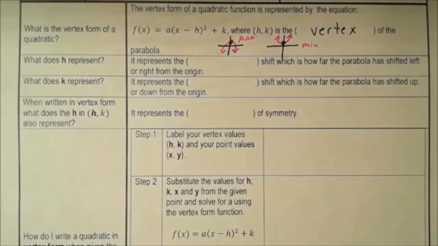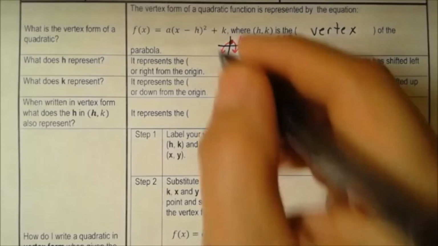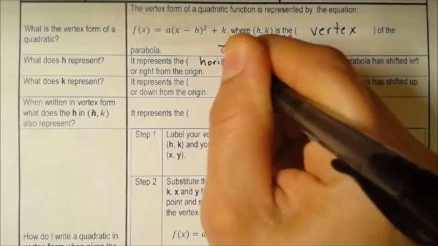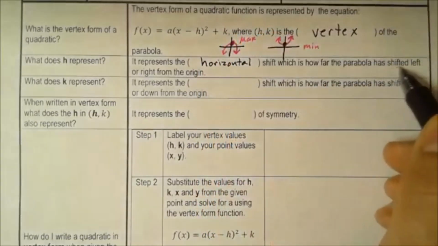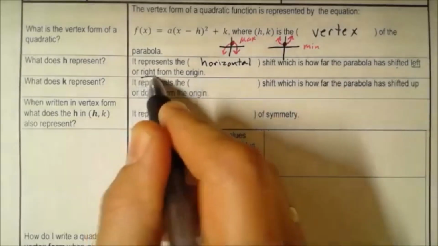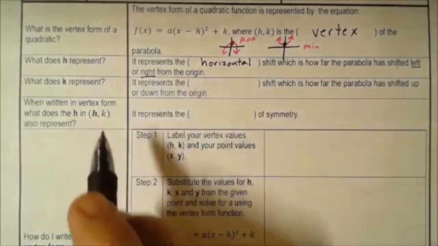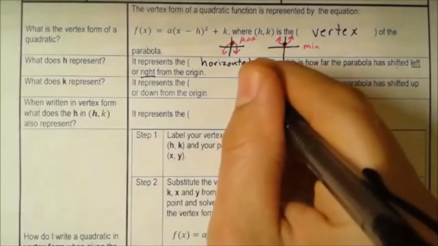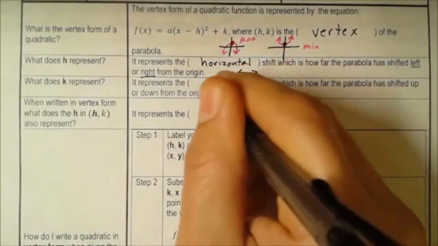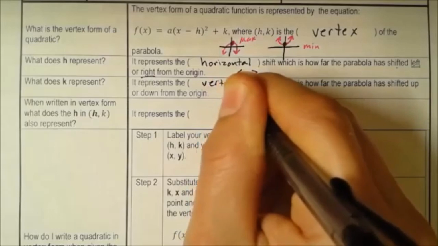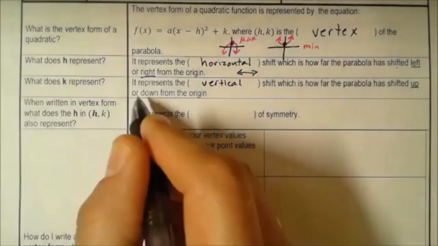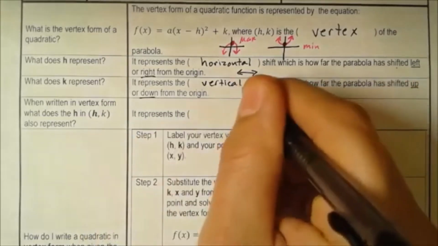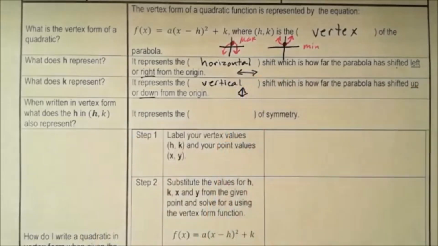Now, next thing we want to look at is, what does h represent? And h, it represents the horizontal shift, which is how far it is shifted left or right from the origin. And k, it represents the vertical shift, which is how far the parabola is shifted up or down from the origin. So just remember, that's your up and down.